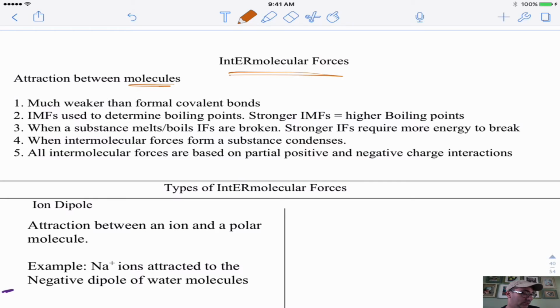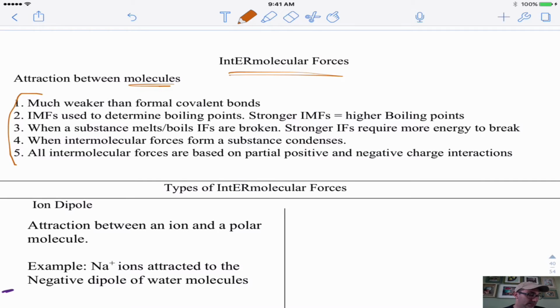Now, what is an intermolecular force? Well, first of all, some background. It's much weaker than you're going to find in a regular covalent bond. Intermolecular forces are not bonds. Even though the biologists kind of ruin this and they actually call one of the intermolecular forces a hydrogen bond, it's a misnomer. It's an intermolecular force.